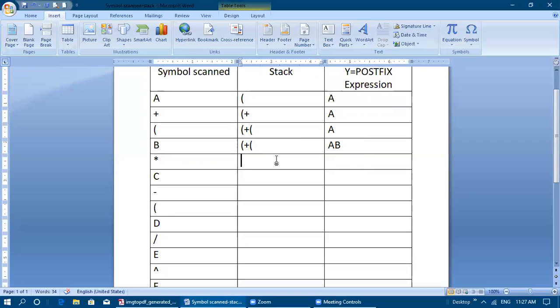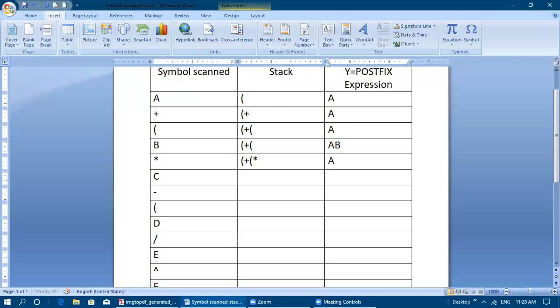Now opening parenthesis, plus, same opening parenthesis, and then star. Here we are not going to check the operator priority, because previous to this operator we have only a left parenthesis, we don't have any operator placed before the star, so we are inserting the star, that is the operator, into the stack now.